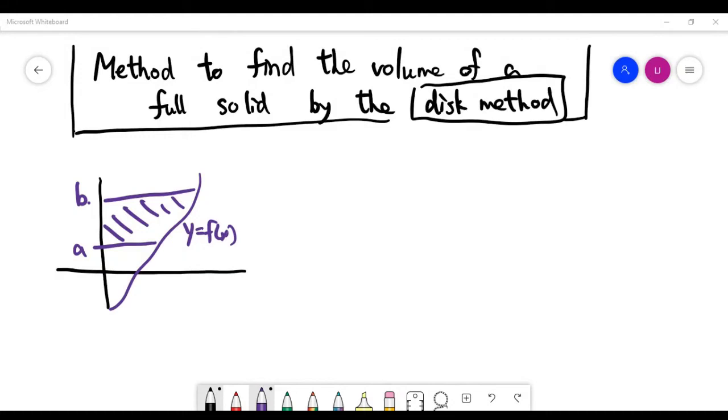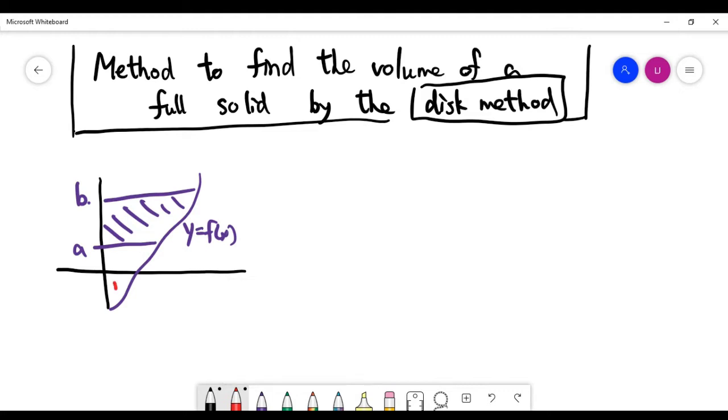So in this video, we'll look at the method to find the volume of a solid by the disk method. It is a continuation of the last video, but now in this video, we'll focus on the region on the XY plane, but I'm trying to change the axis of rotation to the Y axis. Please look at the current case here.